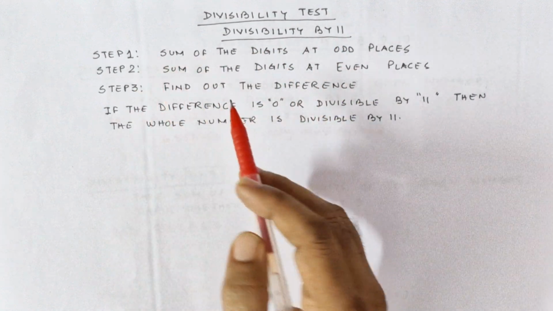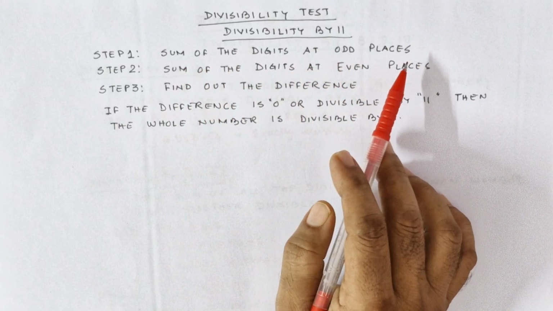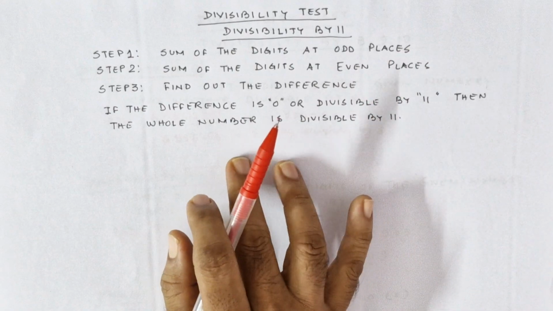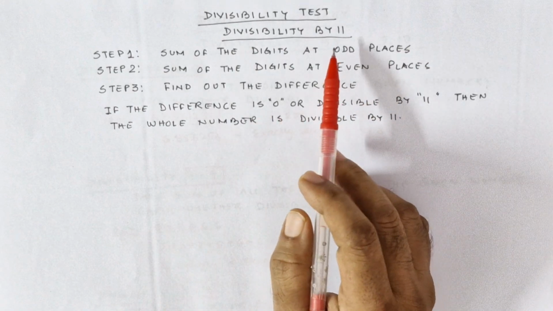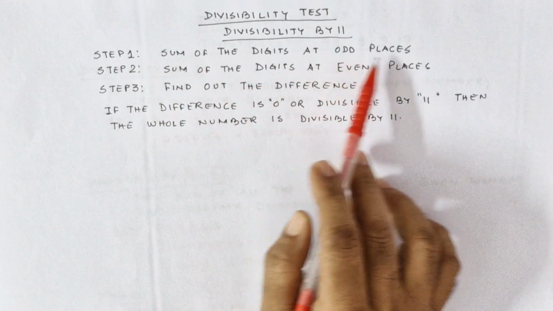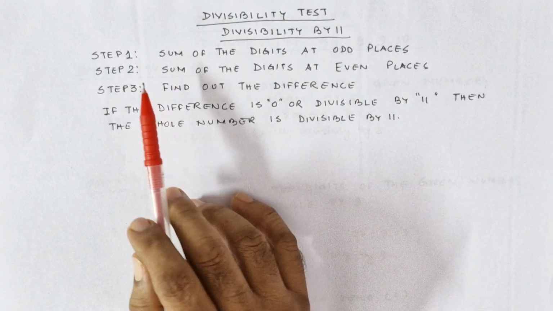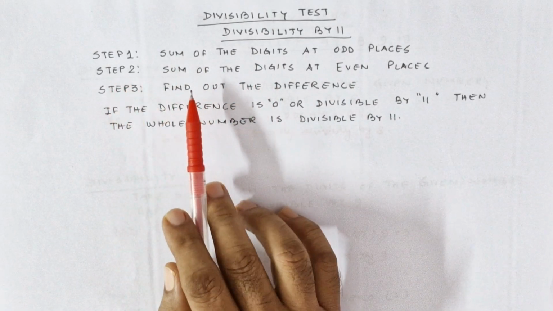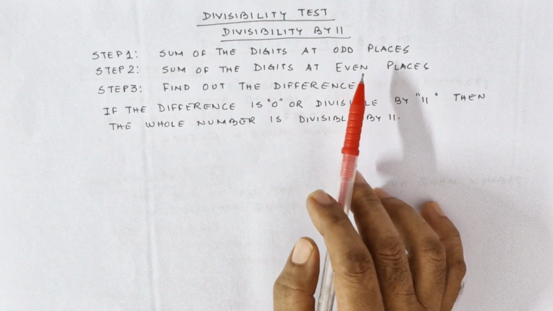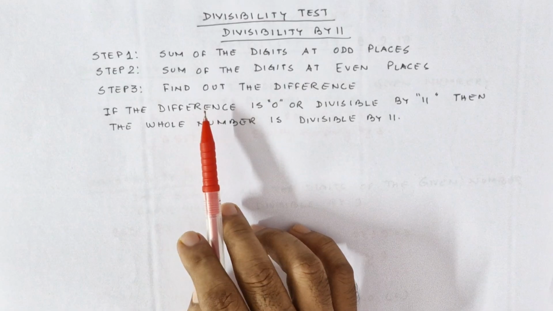So step 1 is sum of the digits at odd places. First of all, if you are given a number to test its divisibility by 11, you need to sum all the digits at odd places. So you need to pick up those odd place digits and add them up. In step number 2, you need to sum all the digits at even places. So you need to pick up those digits at even places and add them up.